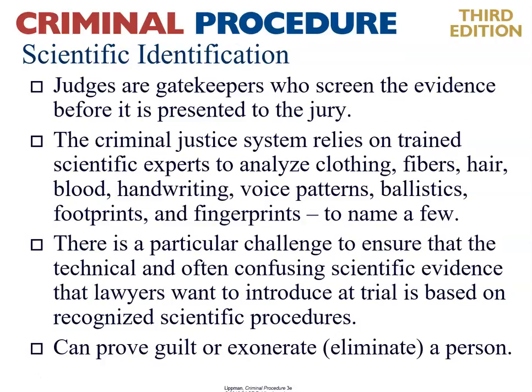All right, so the last thing, and we'll be done, would be quickly talking about scientific identification. Judges are the gatekeepers who screen the evidence before it's presented to the jury. And the criminal justice system relies on trained scientific experts to analyze clothing and fibers and hair and blood and handwriting and voice pattern and ballistics and footprints and fingerprints and all that stuff, just to name a few.